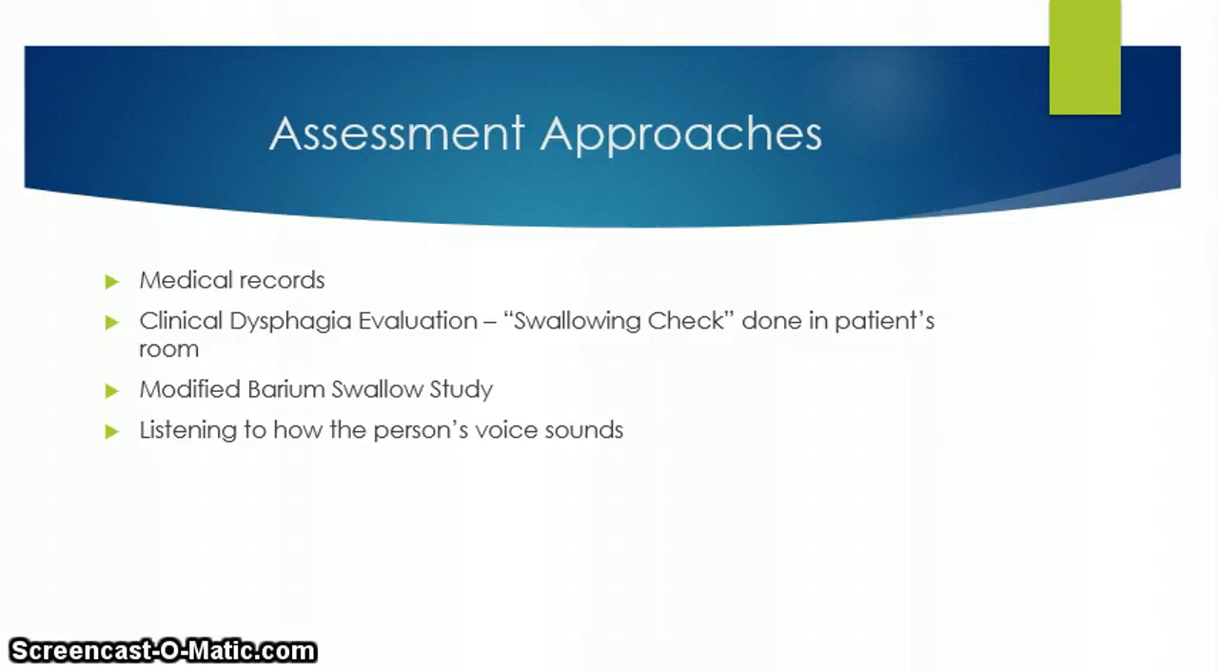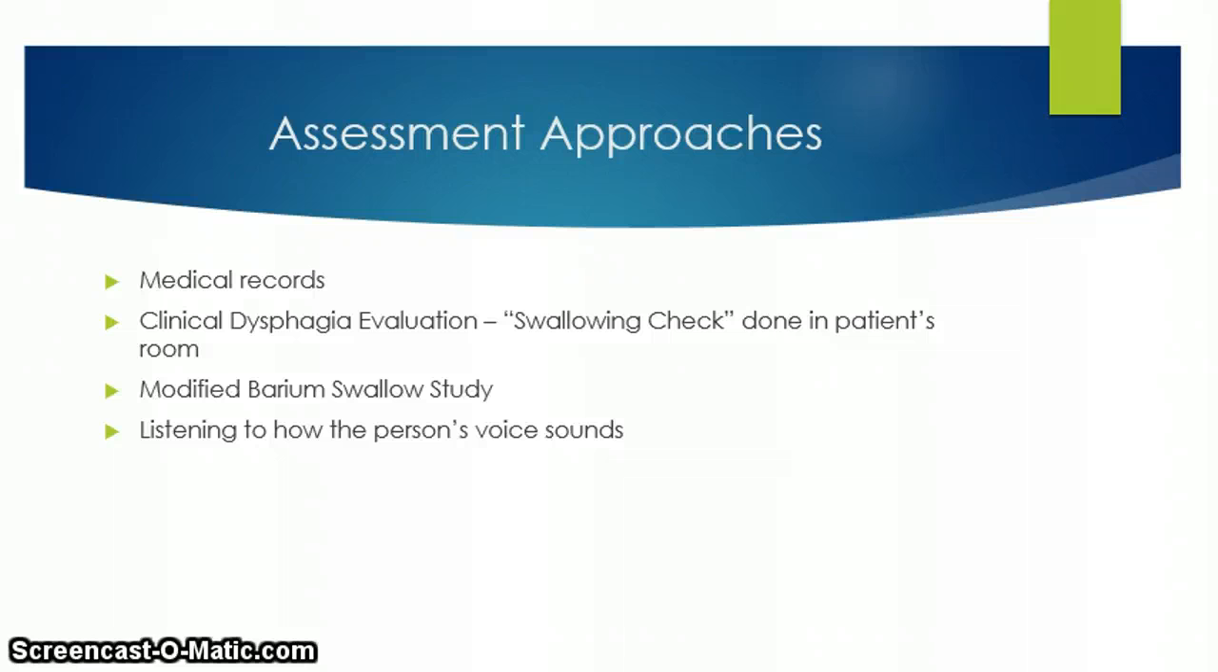A more objective way to look at this is a modified barium swallow study, which is when the speech pathologist gives the person the same food and liquid of ranging consistencies, but they lace the food and the liquids with barium so that it lights up on the x-ray of their throat, and they see how they're doing with their swallowing. They can actually see if the material is going down the right way or going into the airway.